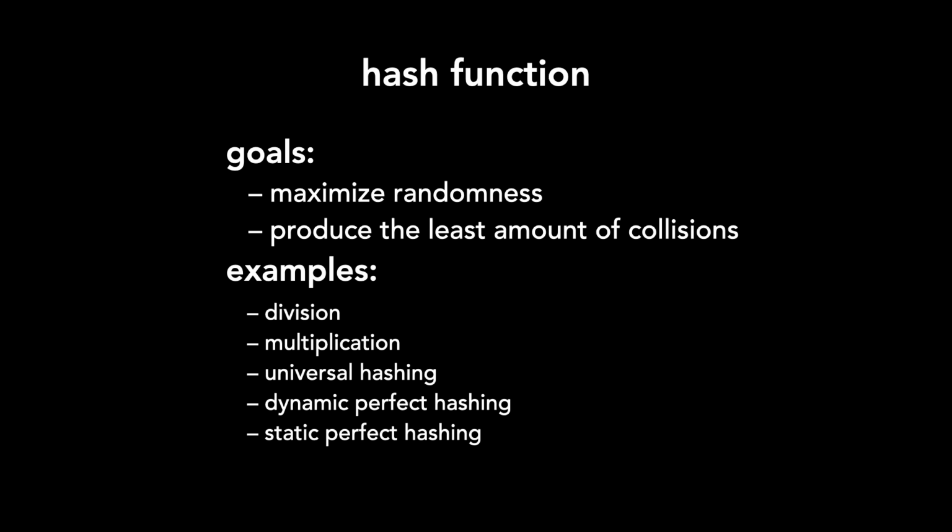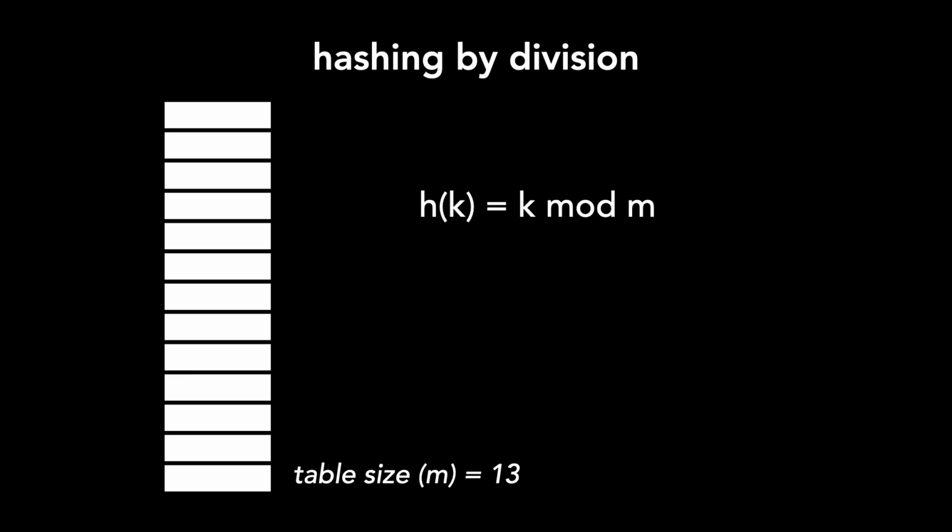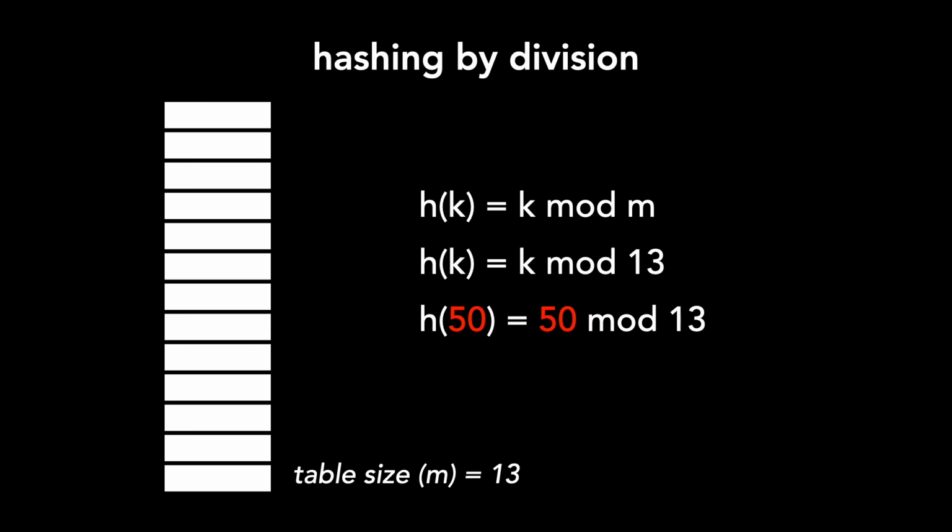Here are some examples of hash functions. We won't explore these at length, but let's take a look at hashing by division. Using division, our hash function is the following. H of k equals k mod m, where m is the size of the table. Let's say we have a hash table of size 13. If the key is 50, then h of k equals 50 mod 13, which equals 11.